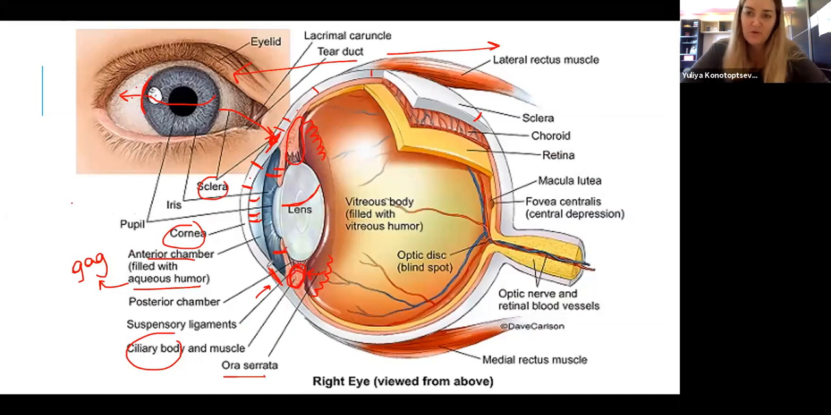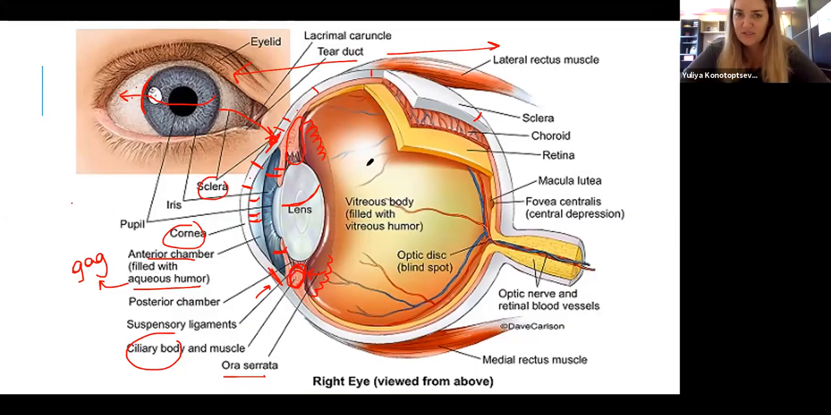So these two areas, they are the non-visual retina. They are considered to be non-visual retina. I think I'm blowing your mind a little bit, but iris is non-visual retina. It has a very similar composition, right?